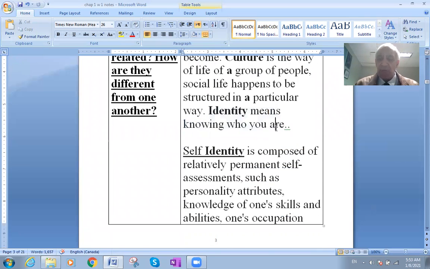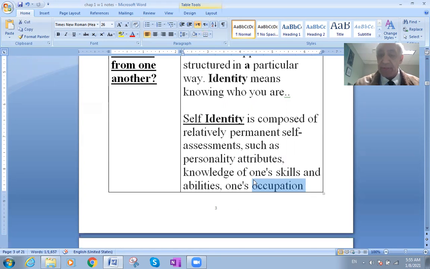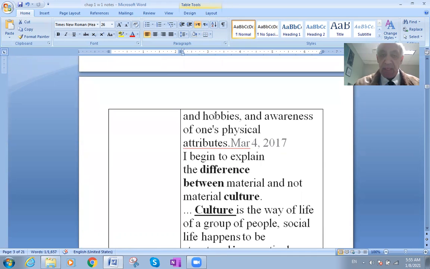So, who you are, is this your identity? And this is very clear to everyone. Okay. So now the self identity is composed of relatively permanent self assessment, such as personality, your attributes, your attitudes, your knowledge, your skills, and your occupation. This makes your self identity who you are, and hobbies, awareness, of course.